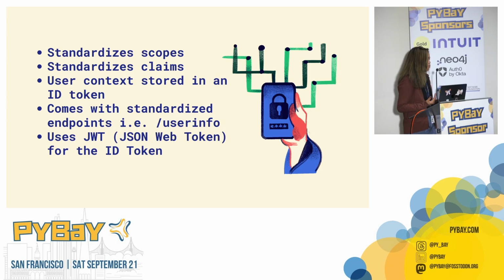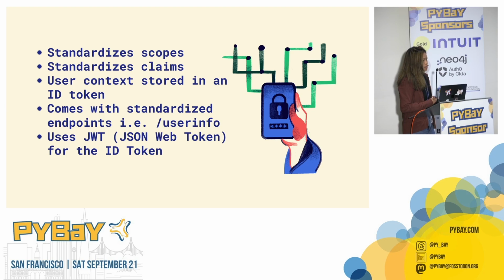Why is it important to standardize this? Because you're passing it around the internet. In the IETF, they're deciding on these rules, and if you follow these rules, you'll be able to interoperate with different systems. So user context is stored in an ID token, just like what I showed you, and it also comes standardized with specific endpoints. This one is a user info endpoint where you can pass in an access token to get more information about a user.